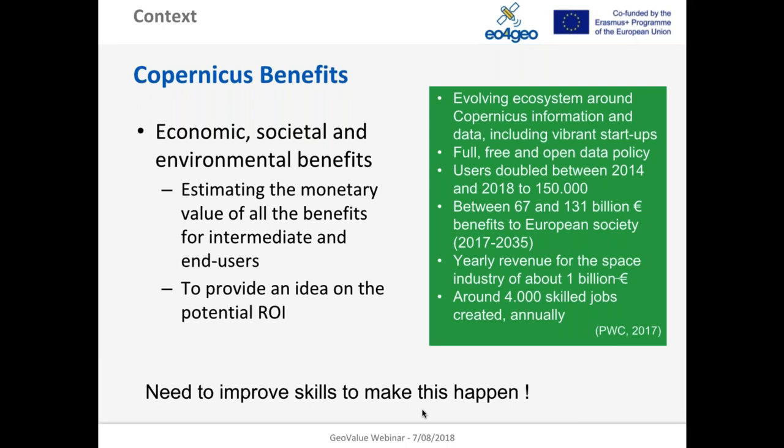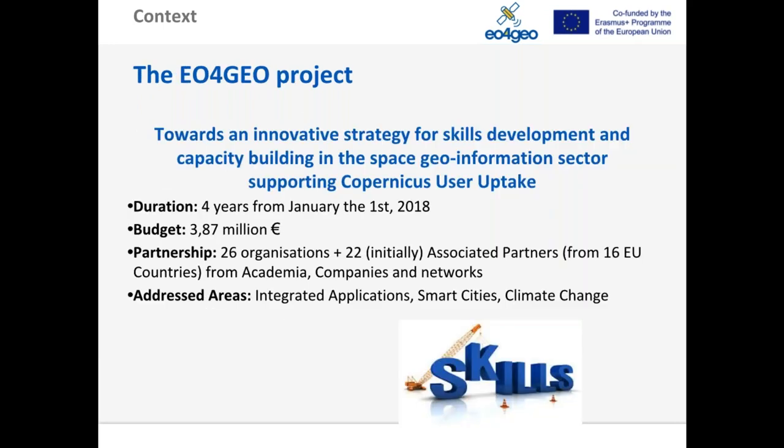But one of the important side remarks and observations was that in order to generate this value, it is necessary to improve the required skills to make this happen. Next slide. So that's why a specific project under Erasmus Plus was initiated, which is called EO4GEO, where the idea is that we need a more innovative strategy for skills development and capacity building for the space and geoinformation sector to support this Copernicus user uptake. The project only started at the beginning of this year.